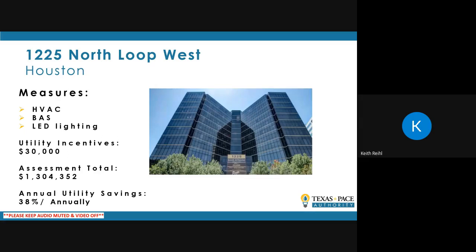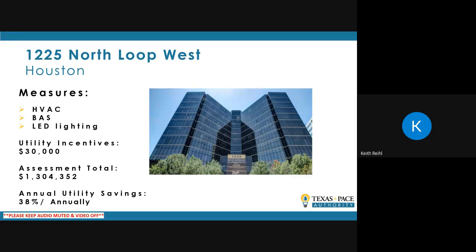Next one's a little bit more involved. This was actually in Houston. It was 1225 North. As you're driving the North Loop, it's right there on the loop, so you can see it. They actually did air conditioning, chillers, and some controls as well as LED lighting. They actually had some utility incentives from CenterPoint on the chillers. The chillers were original to the building, so they were past their useful life, and they were spending quite a bit of money keeping them cleaned and working, and they were not extremely reliable as well. So they needed to do a chiller change out with this.